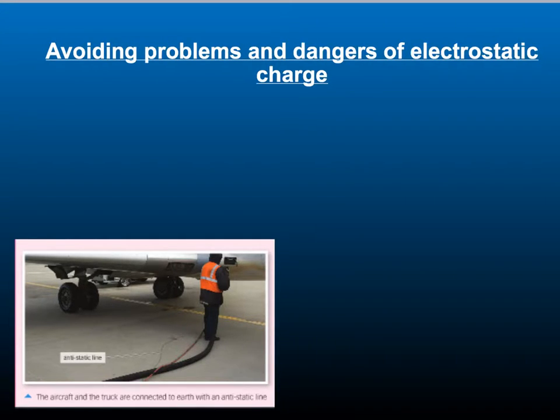This is important when refueling large vehicles that contain flammable gases or liquids. They must be connected to the earth before the substance is loaded or unloaded. That way, there will be no chance of an electrostatic charge building up.